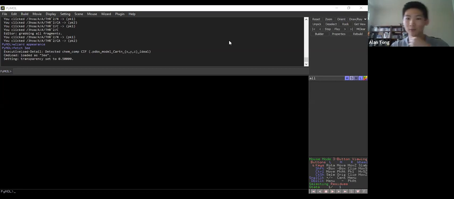Jeannie asks, what other methods are available to determine protein structure? You can also use cryo-EM, right? You can flash freeze it, take electron microscopy images, and basically smush all those 2D cross sections together to form a 3D structure.